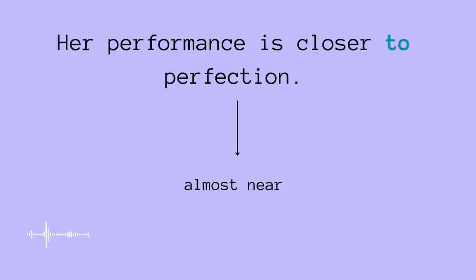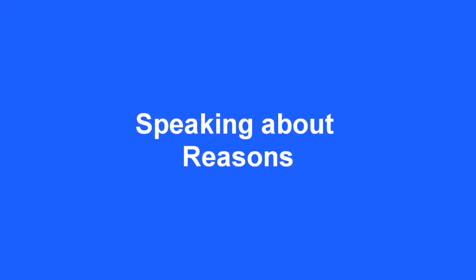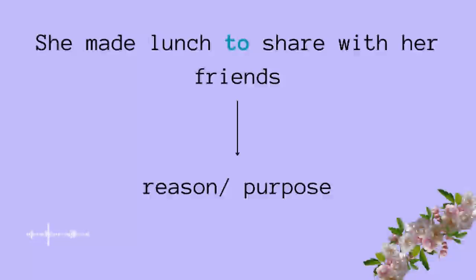All right. Now let's look at another function of "to", which is the reason. Like here we have, she made lunch. Why? To share with her friends. So we are speaking about a reason in this case. Like, why did she make lunch? To share it with her friends.